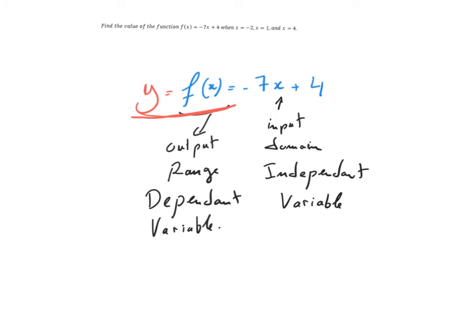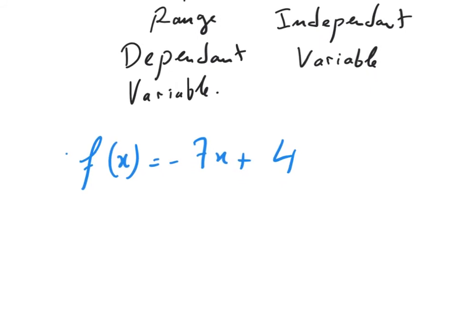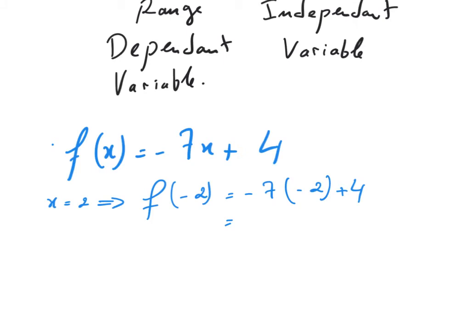Evaluate f(x) equals negative 7x plus 4 when x equals negative 2. So we have f of x equals negative 7x plus 4. With x equals negative 2, we're going to substitute x by negative 2, and that will be negative 7 times negative 2 plus 4. By using the order of operations, we multiply first. Negative 7 times negative 2 is 14, since negative times negative is positive. Plus 4, and the answer is 18. So when x equals negative 2, y will be 18.